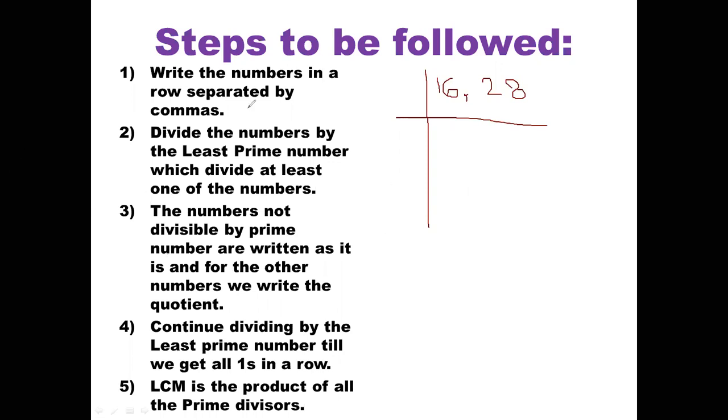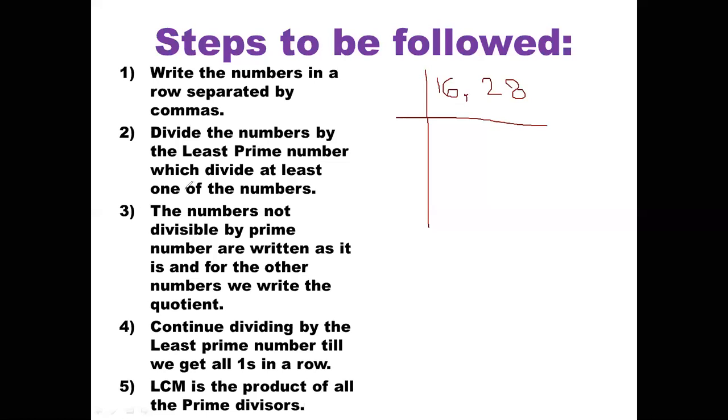Now I have finished my first step, that I have written the numbers in a row separated by commas. Now the second step says to divide the numbers by the least prime number which divides at least one of the numbers. So what does it mean, dividing by the least prime number? First of all, you have to tell me what prime numbers are.